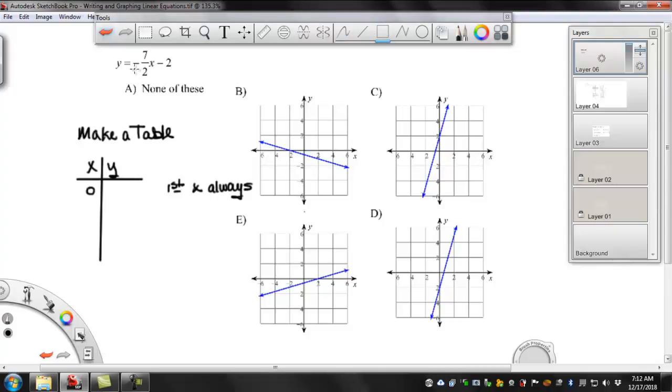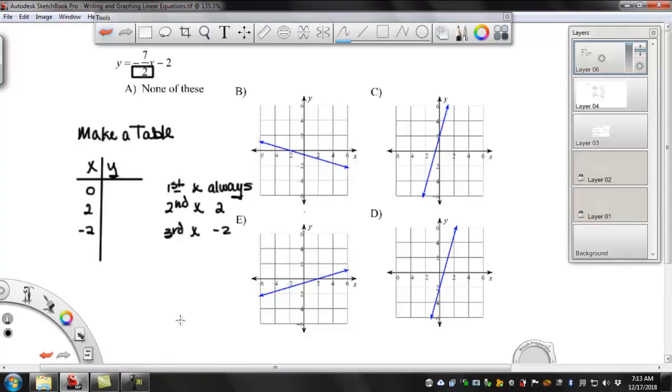The next x, we want to take it from the denominator, or the second x. The second x will always be the denominator. Now remember, if you don't have a denominator, you can use the number 1. So we'll use x equals 2. And then the third choice that we have is we're going to change the sign of the denominator and make it a negative denominator.